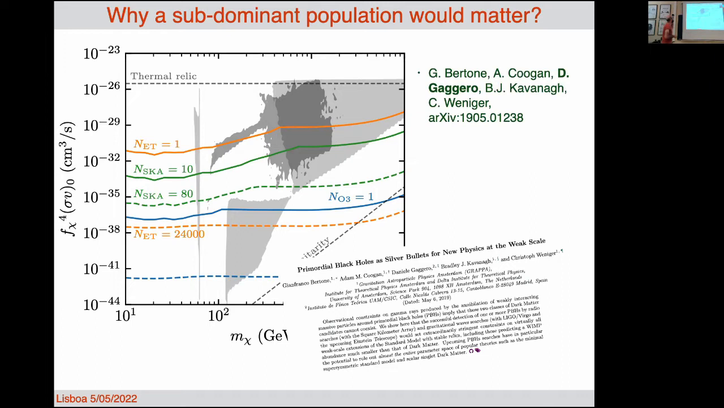Just let me mention that the subdominant population is still important. Even if primordial black holes are not all of the dark matter, it's still very relevant to look for them because they are an important problem per se, depending on what fraction of the dark matter they amount to. If primordial black holes were discovered even in a very subdominant portion of the dark matter, there are interplays with other dark matter candidates.